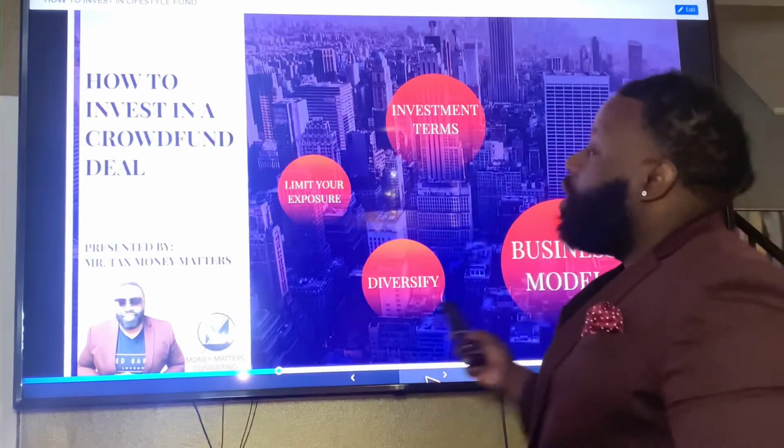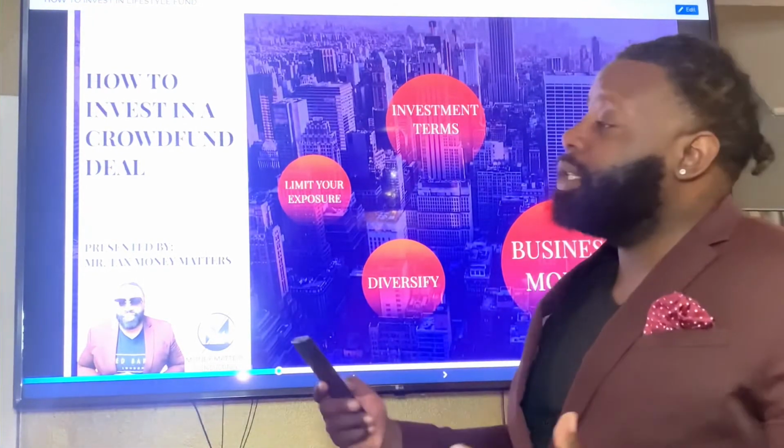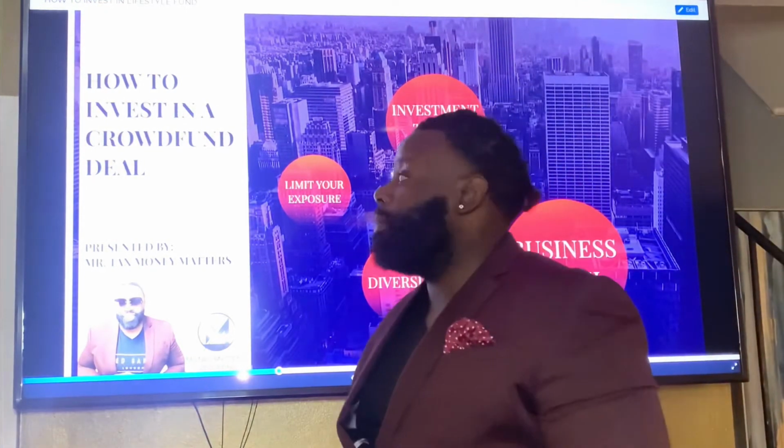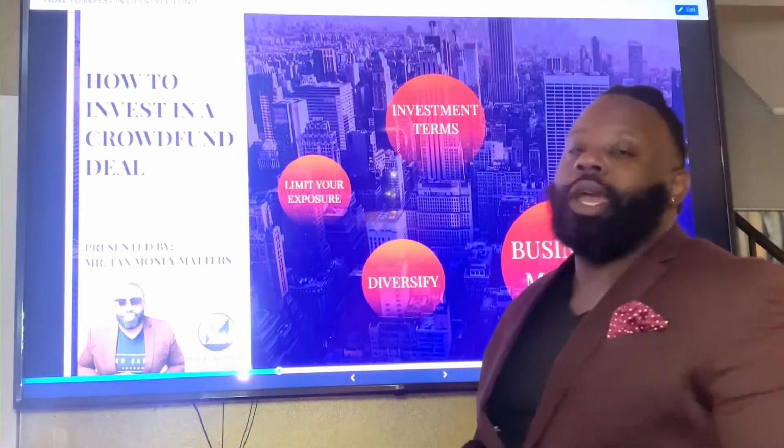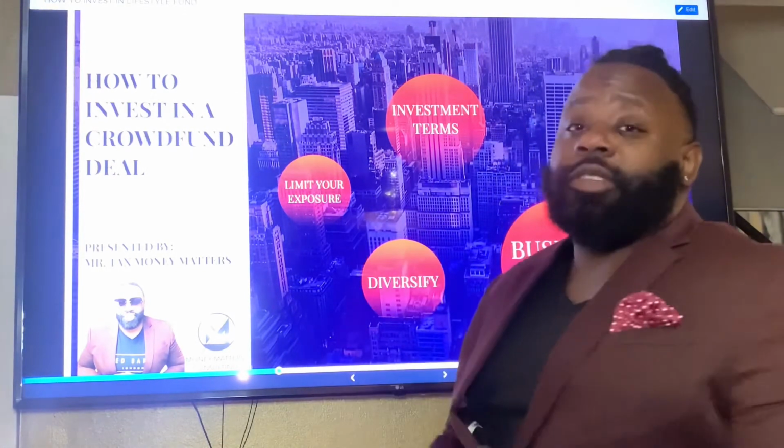So we went through all four of these pretty much. To recap, with the crowdfund deal, you want to limit your exposure, right? That means you don't want to put no more than 10%, 50%, it just depends on your portfolio. The suggestion is 5% to 10%, correct? The investment terms. You always want to know the investment terms, right?